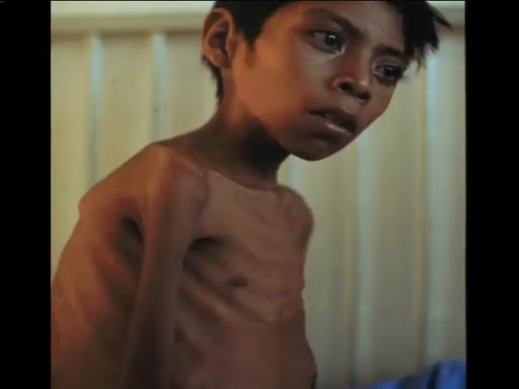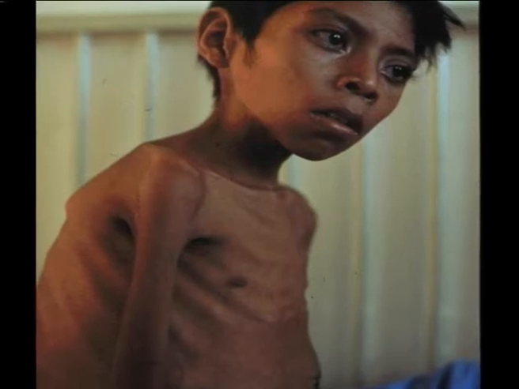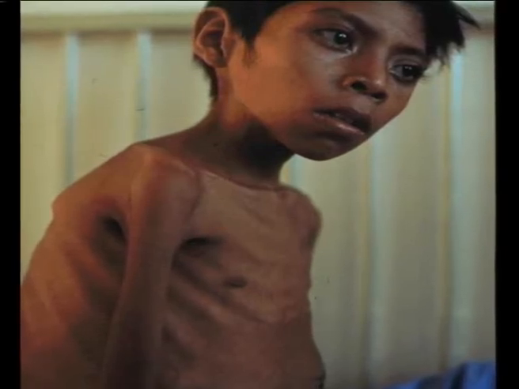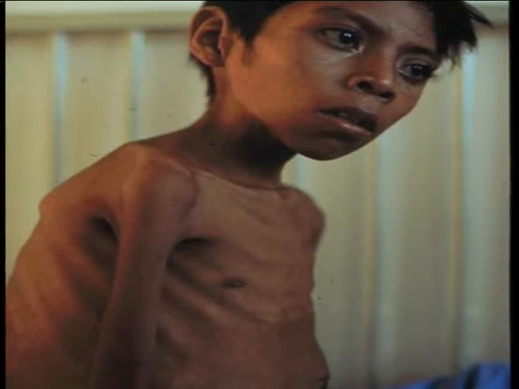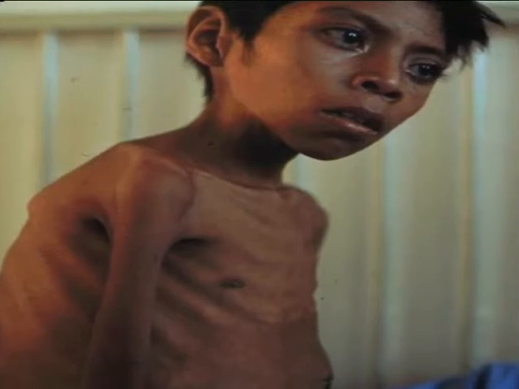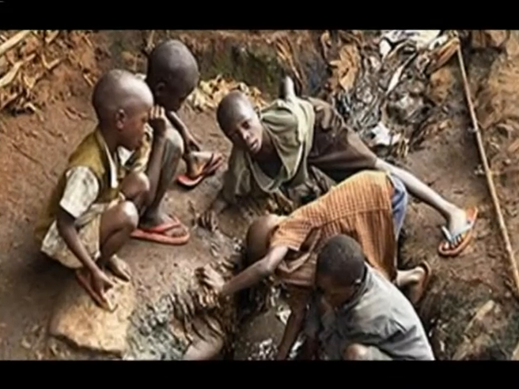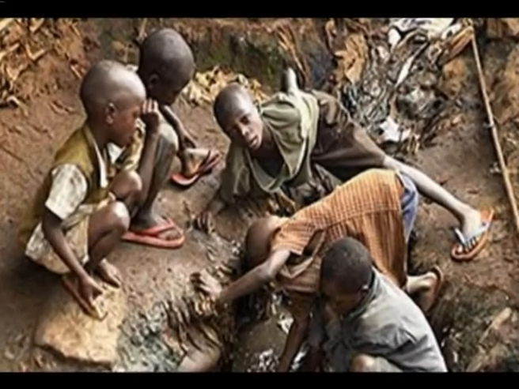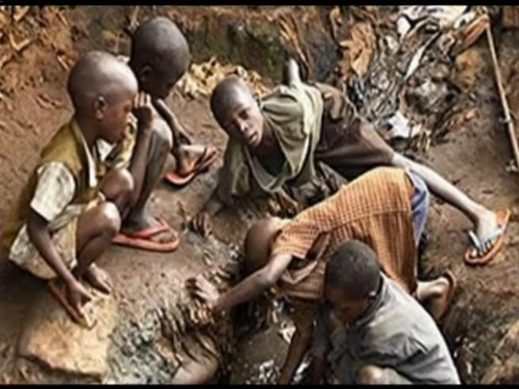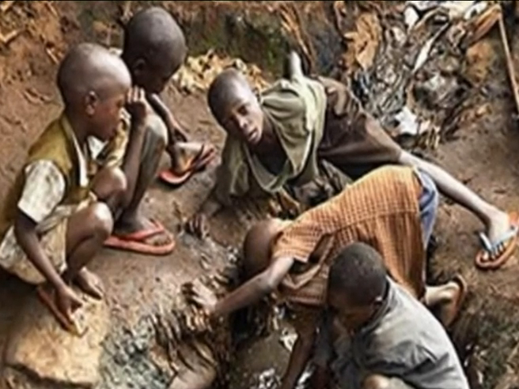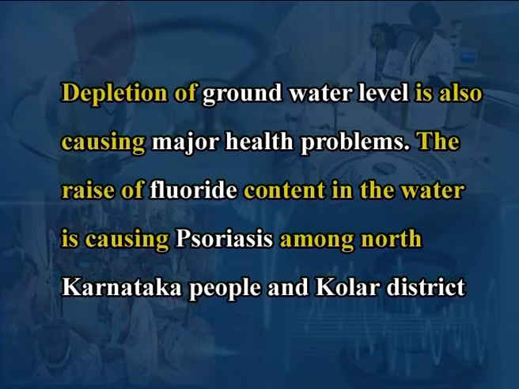There are 2.3 billion children aged between 0 to 19 years worldwide, and over 40% of the diseases that they are affected by can be attributed to the environment. Diarrhea claimed the lives of 2 million children every year, and around 80 to 90% of them were due to environmental conditions. Depletion of groundwater level is also causing major health problems.